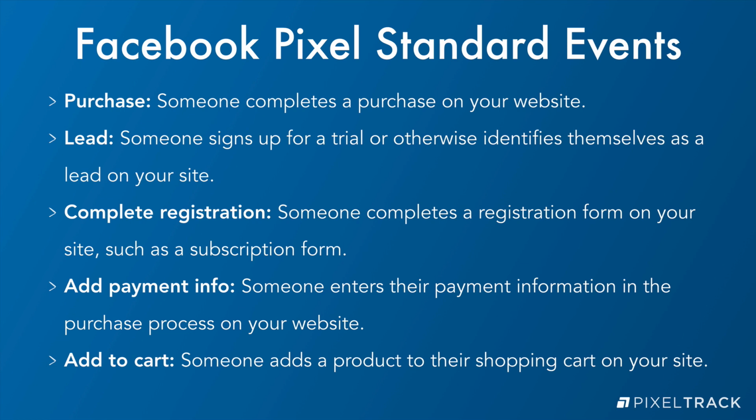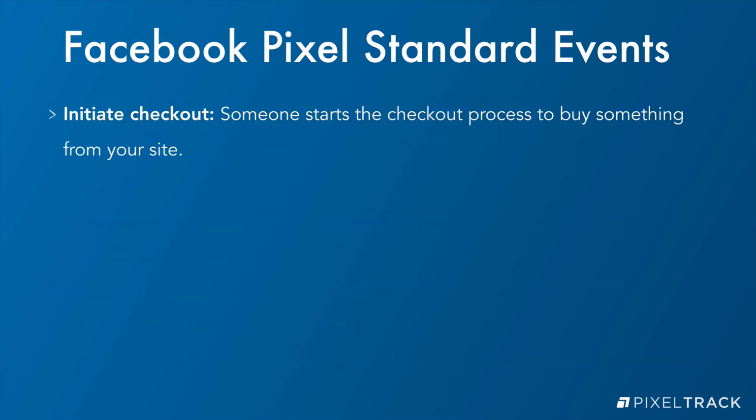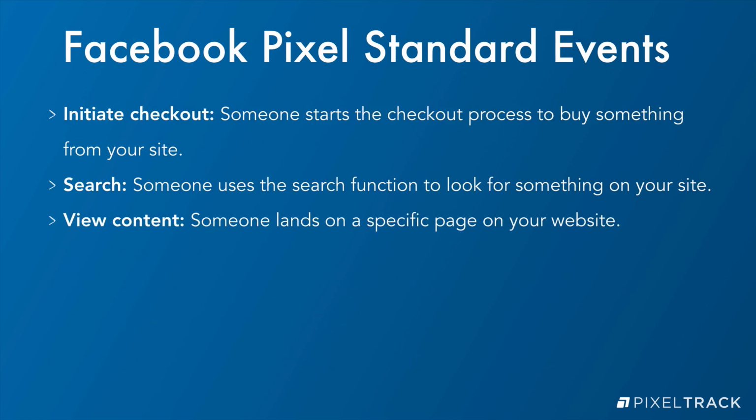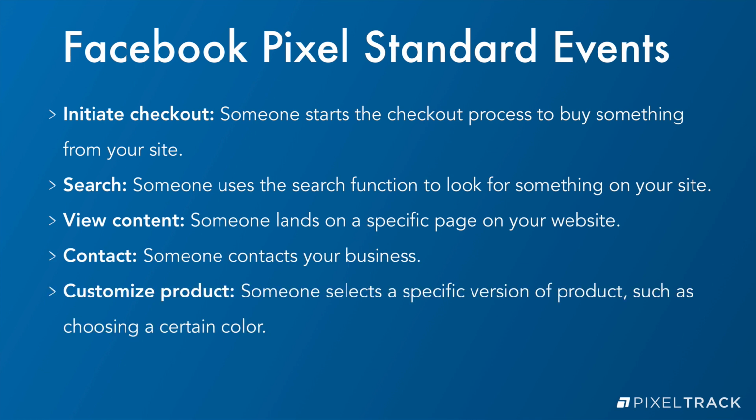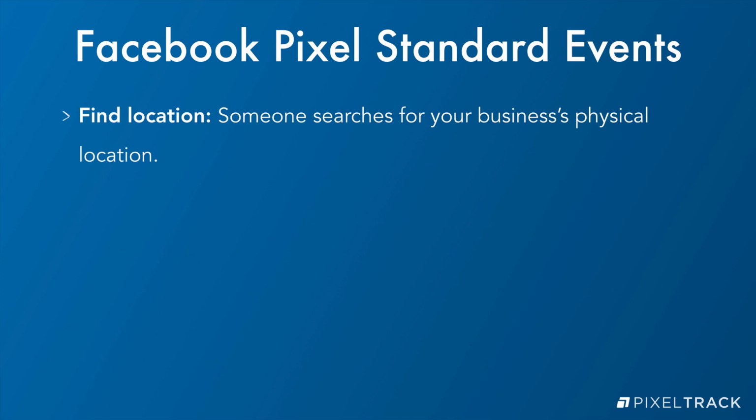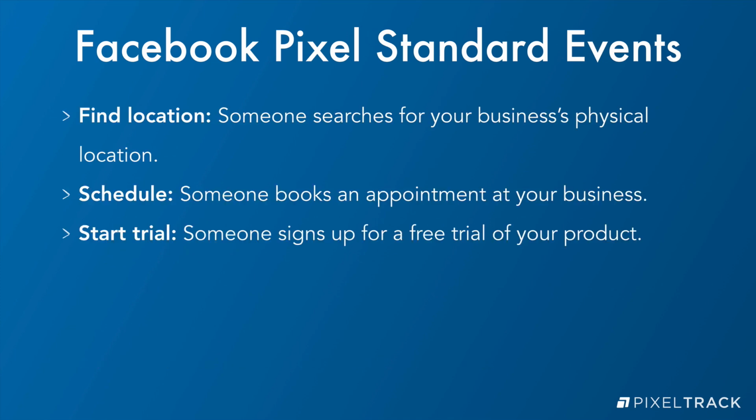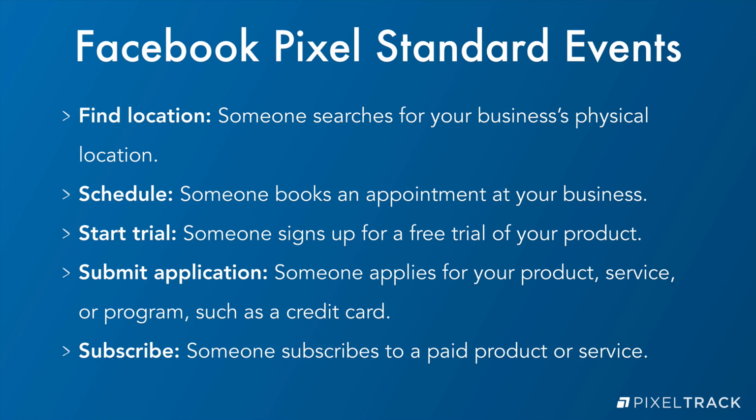Once these events happen on your site, you will be able to see inside your Facebook analytics account the number of events for each of these particular events. A few more events: you have checkout, search, view content, contact, customize product, donate, then you have find location, schedule, start trial, submit application, subscribe. These are the standard events that Facebook has defined, but you can also go ahead and create custom events.